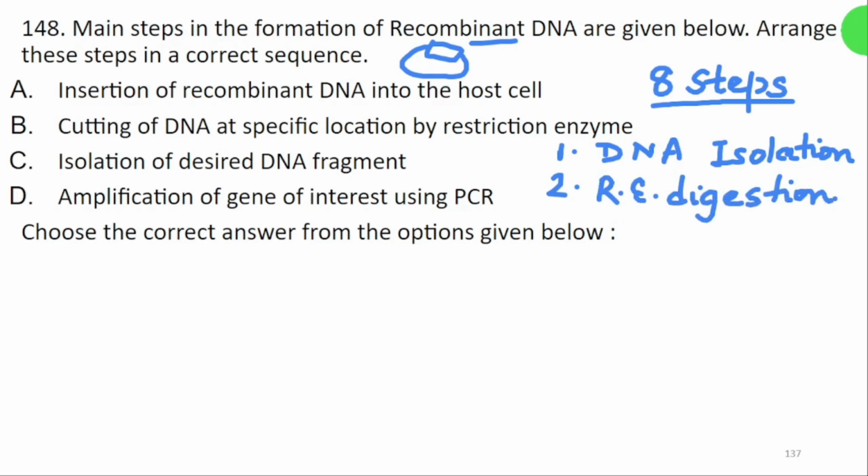So once the whole DNA is subjected to restriction enzyme digestion, this particular fragment, which is called the gene of interest, is isolated. So we have to isolate that desired fragment. Isolate gene of interest. And then we have to ligate it in the vector. So next step is ligation.